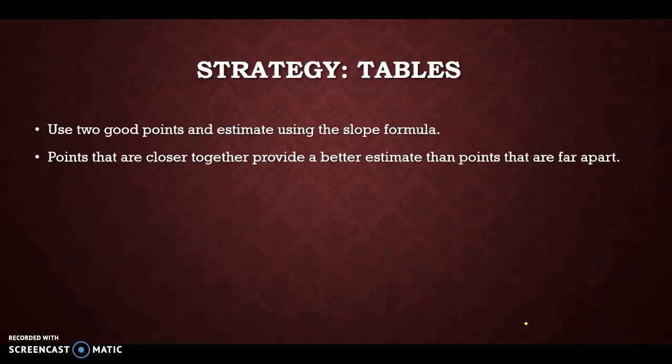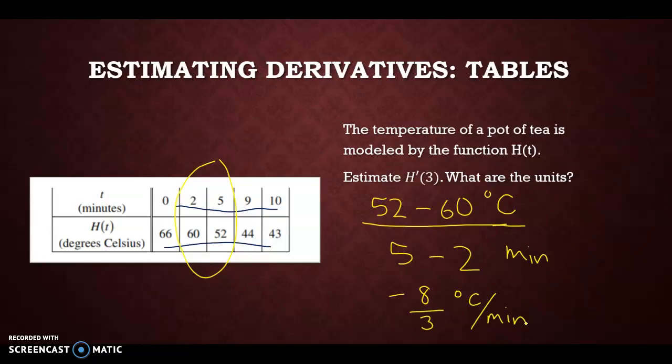So with tables, you want to use 2 good points, and you want to estimate using the slope formula. Points that are closer together provide a better estimate than points that are far apart. So I certainly could have used 0 and 9 to estimate the temperature of the pot of tea at 3, but why? That's not the best way to do it. The best way to do it is to find numbers that are close to 3 in my table.